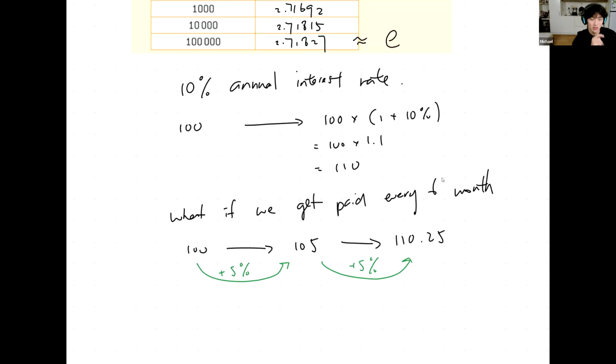Does that make sense? This comes from 105 times 1.05. Or in other words, this is 100 times 1.05 to the power of 2. Does that make sense to everyone? Adriana and Hannah, are you guys sure?